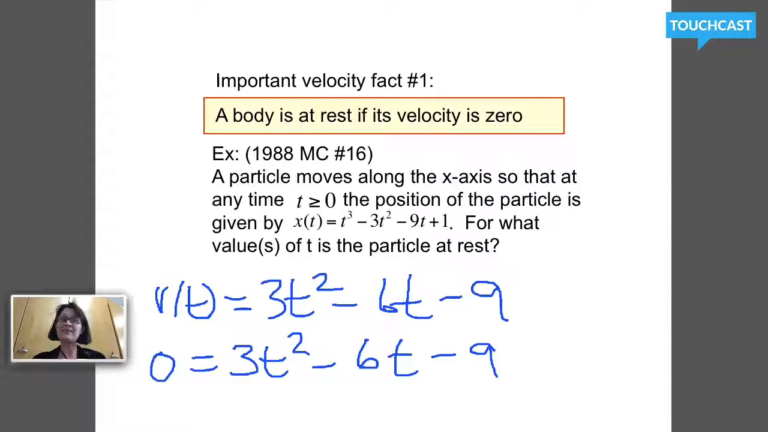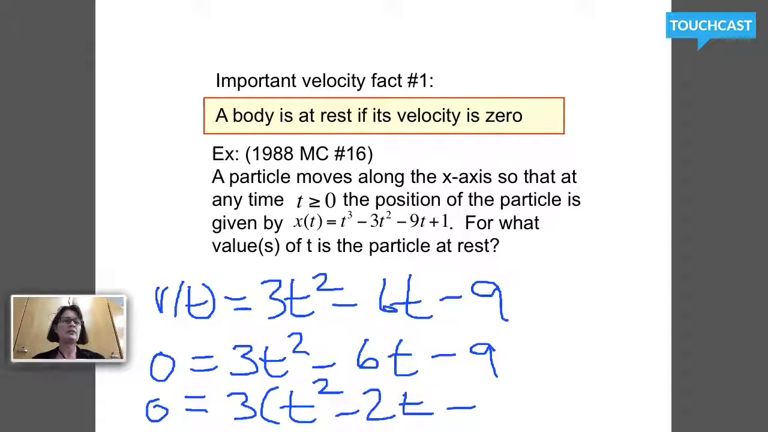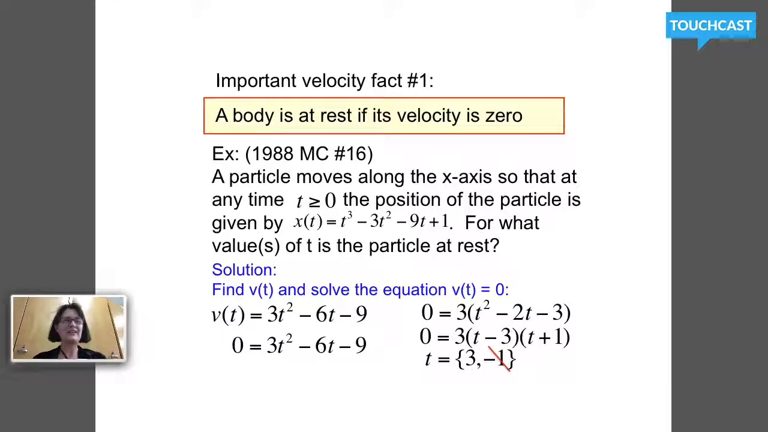Notice the degree of this equation is 2. Typically, our best bet for solving equations of degree 2 and higher is to use the zero product property. That means I want to get a 0 on one side and factor on the other side. That's going to be 3 times t squared minus 2t minus 3. I just remembered I have a whole slide that does this work. Now I can finish that up.